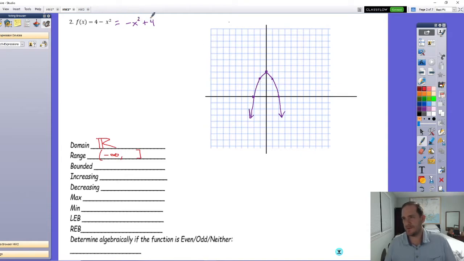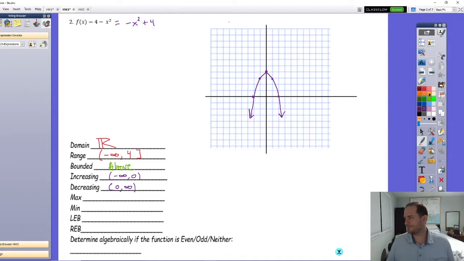And then the function's pretty simple. We can see pretty clearly that that maximum value is going to be 4. And our range will include it, so we use a squared bracket. Now, given that our range clearly has an upper bound, we're going to be bounded above, pretty obviously. And on the left-hand side, our graph is increasing, but on the right-hand side, our graph's decreasing. So we've got an increasing interval from negative infinity to 0. Then we decrease from 0 to infinity.